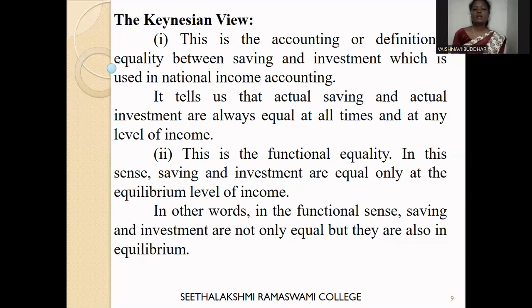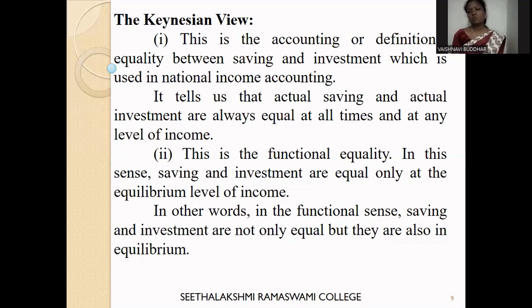Okay, first, we can say there are two points Keynes has undertaken regarding the investment and saving concepts explanation. Okay, first one, this is the accounting or definitional equality between saving and investment, which is used in national income accounting, of course. Now, this accounting or definitional equality will be applied in national income accounting, and it also tells us that actual saving and actual investment are always equal at all times, at any level of income, of course. Then the second point, according to Keynes, is a functional equality.